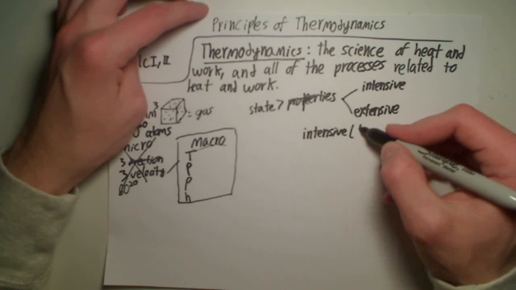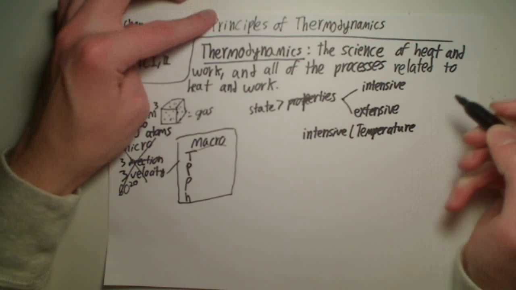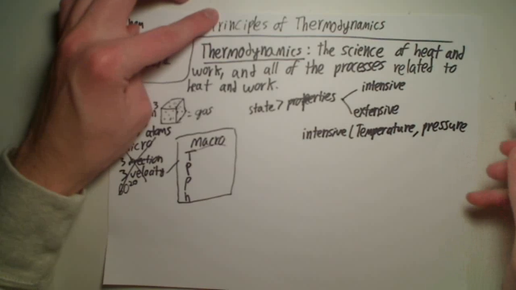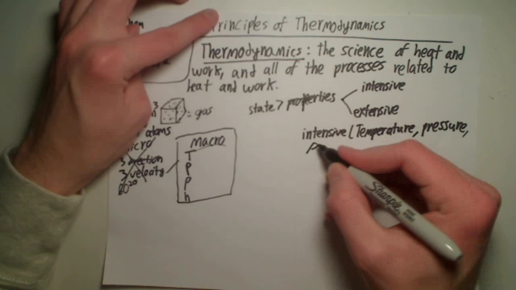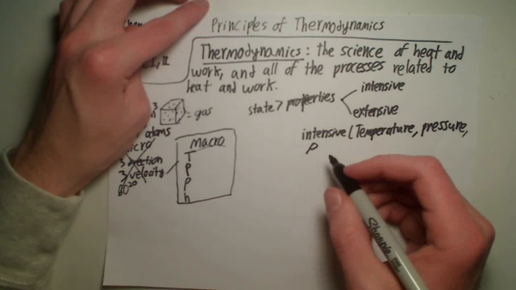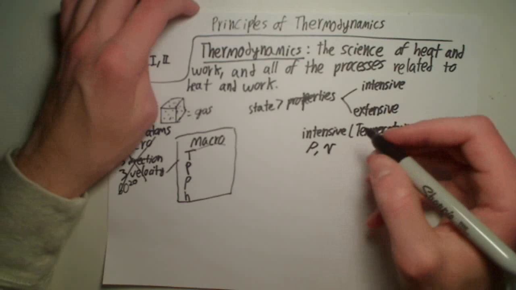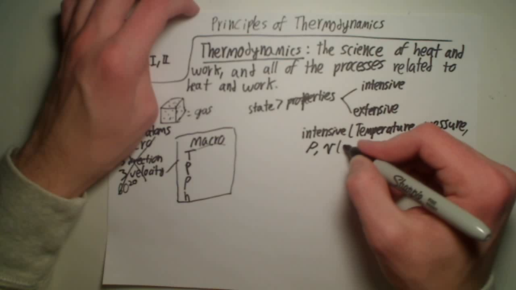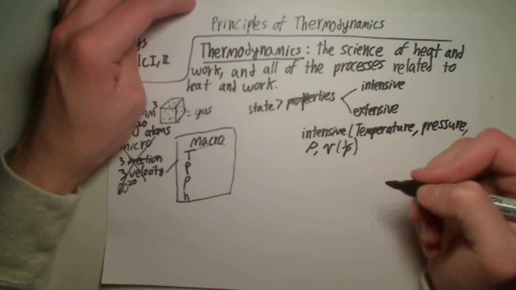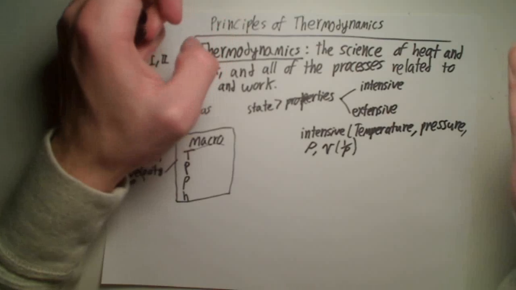So that would be temperature, pressure, density, which is the letter rho, or even specific volume. Now, specific volume is just the inverse of density. That just means it's nothing special. It's more or less density.